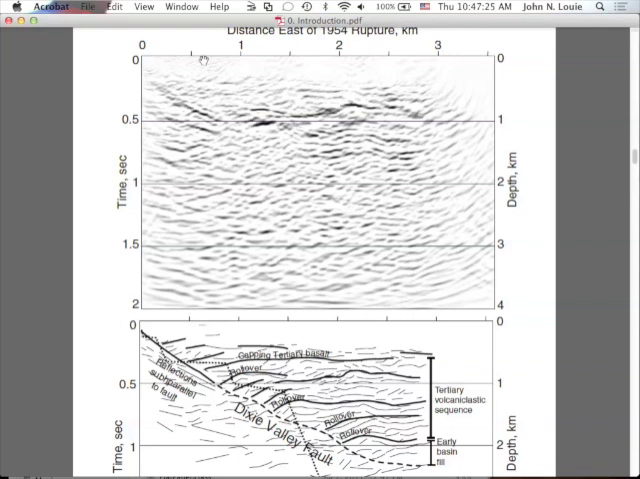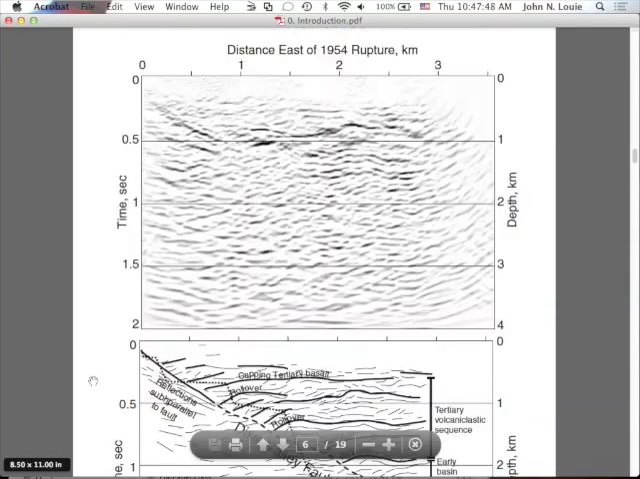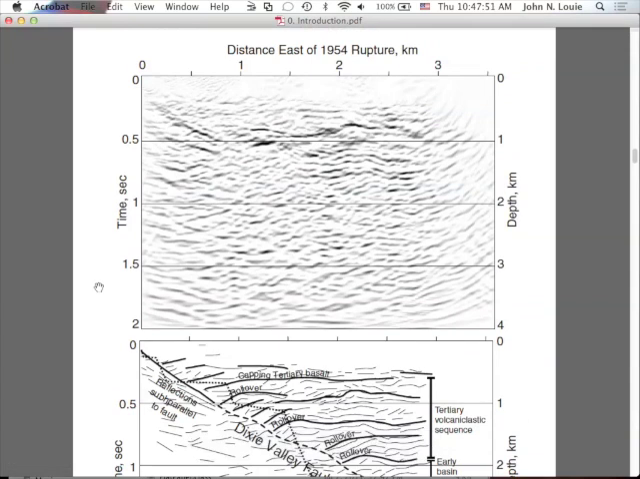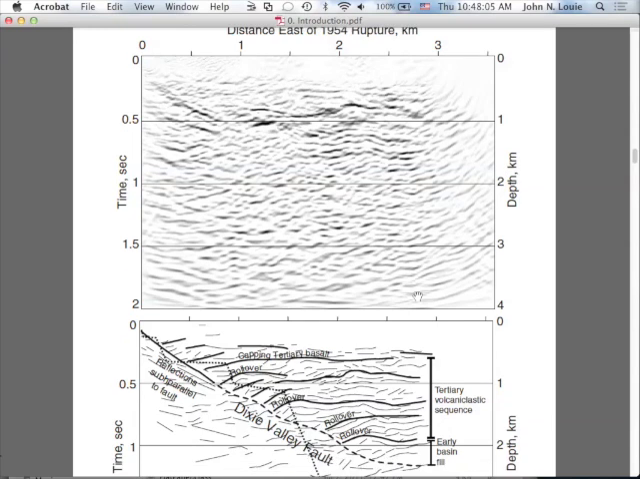This is really just plotting the positive swings on this view of the migrated stack section. The section is 3.5 kilometers long, and we're looking down about 2 kilometers, and I think it's 1:1 vertical exaggeration, if I have that right. No, it's slightly horizontally exaggerated, isn't it? Yeah.